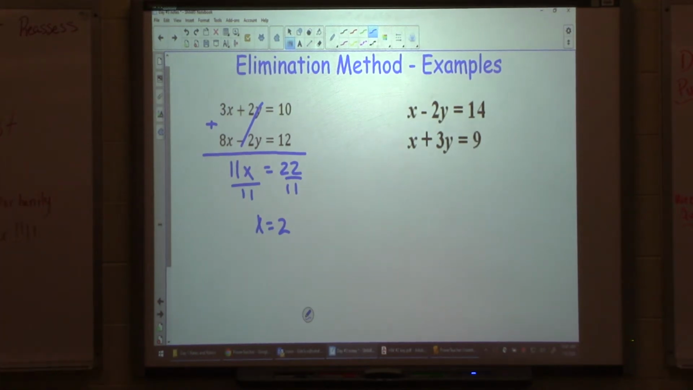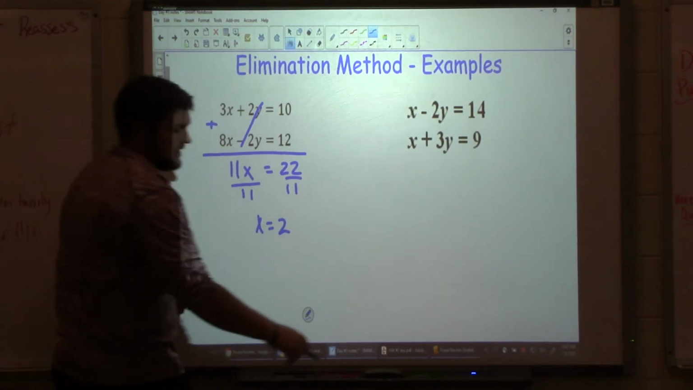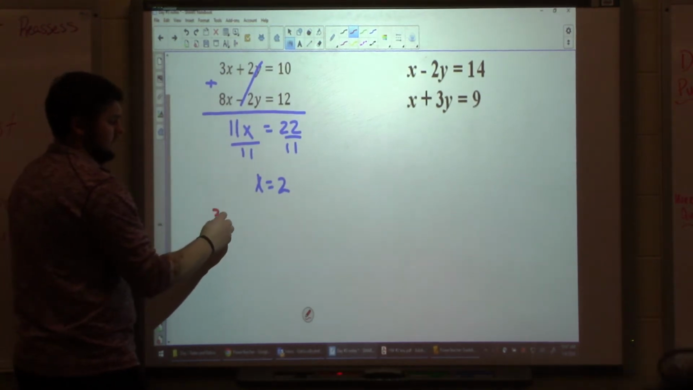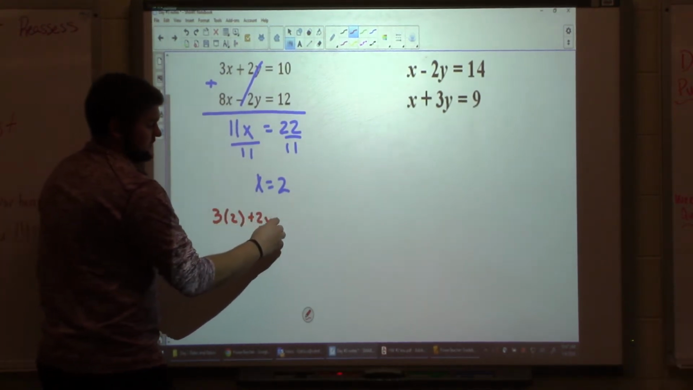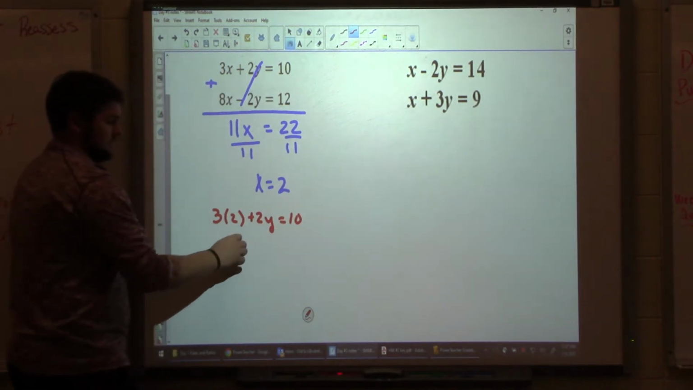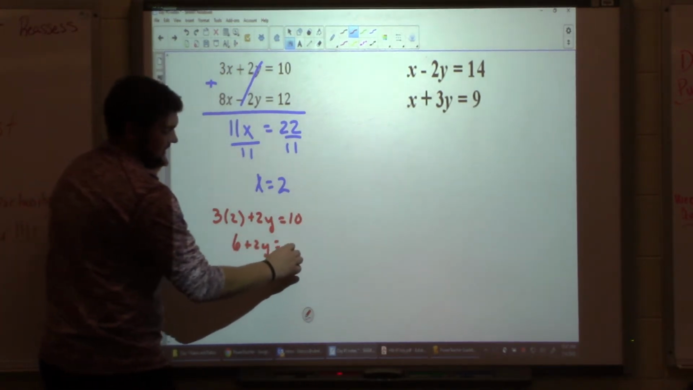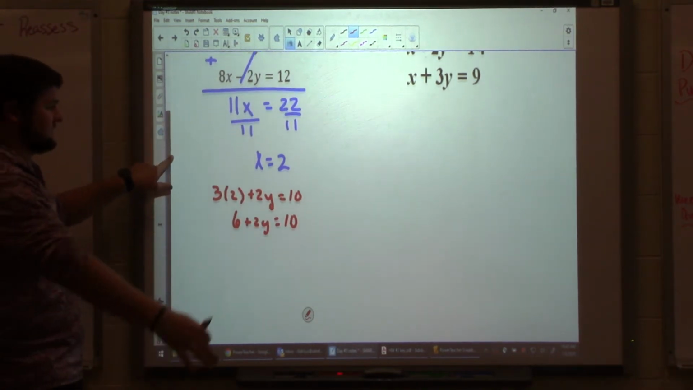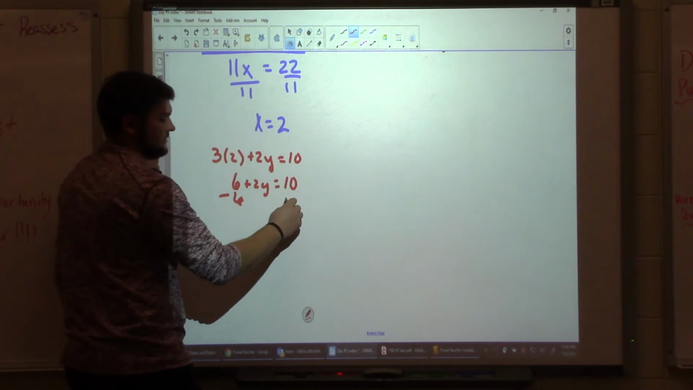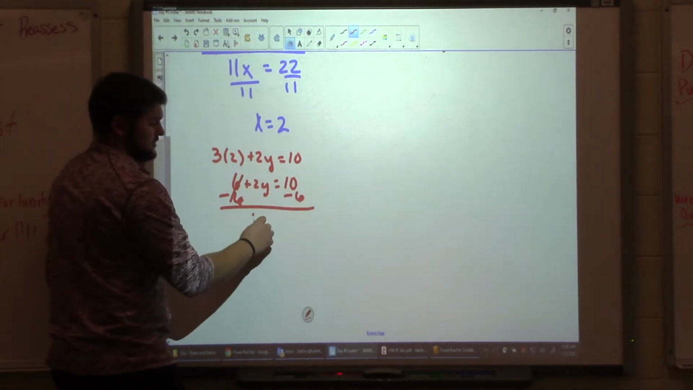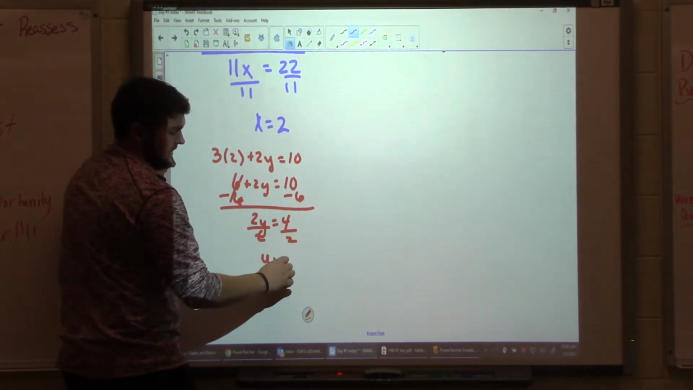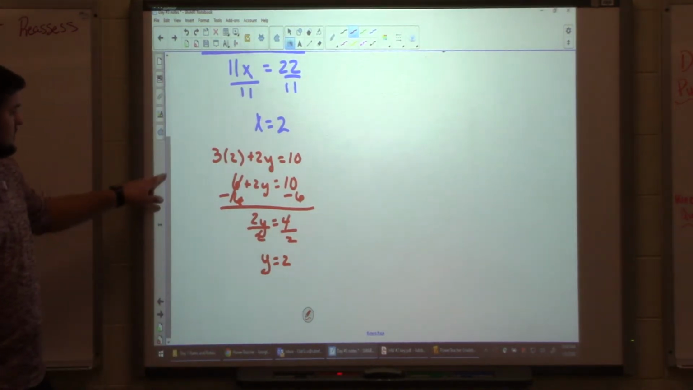How do I find y now? Put that in for x, in either of the two equations. Doesn't matter which one. I'm going to use the top one. So 3 times 2 plus 2y equals 10. Or 6 plus 2y equals 10. And then from here it's just solving it. Right? It's subtracting the 6. It's dividing by 2. Because you get 2y equals 4, and then like I said, divide by 2. Y equals 2.